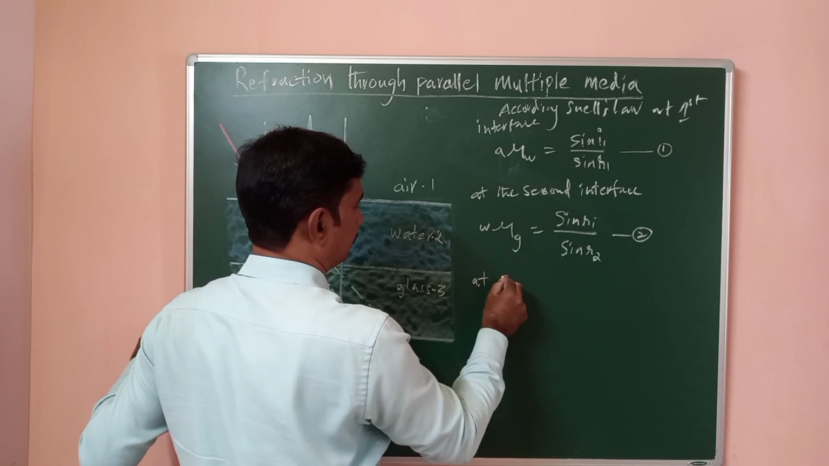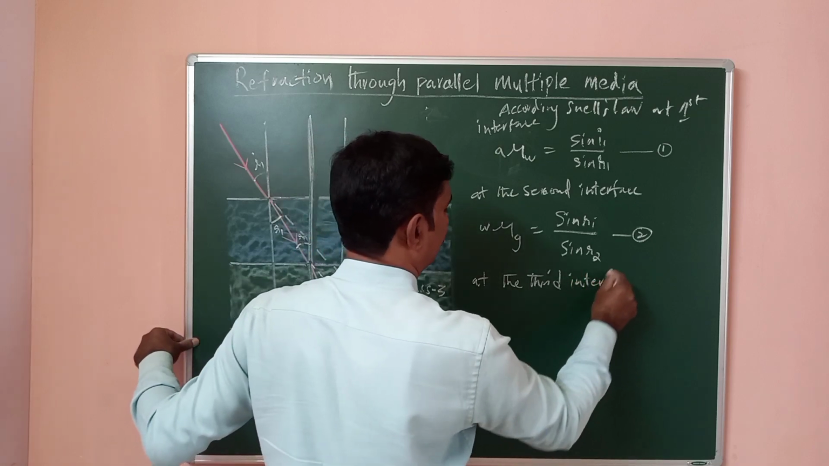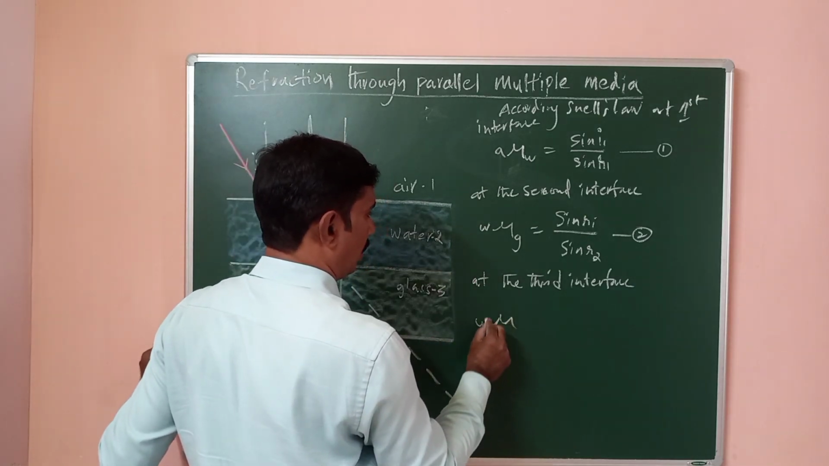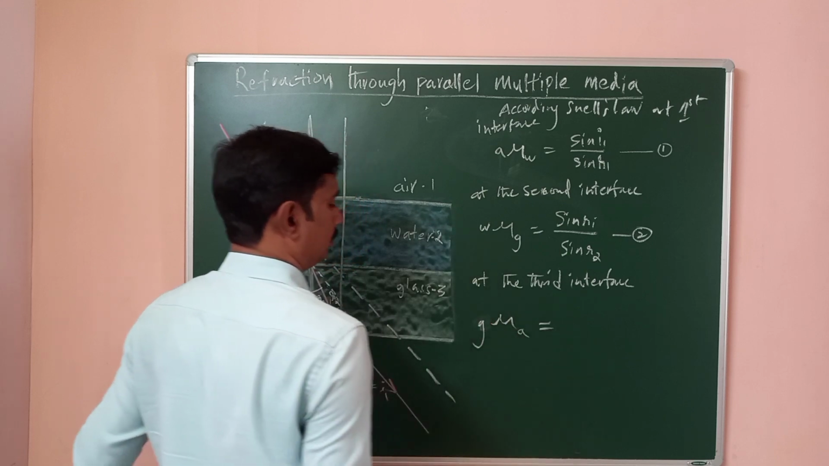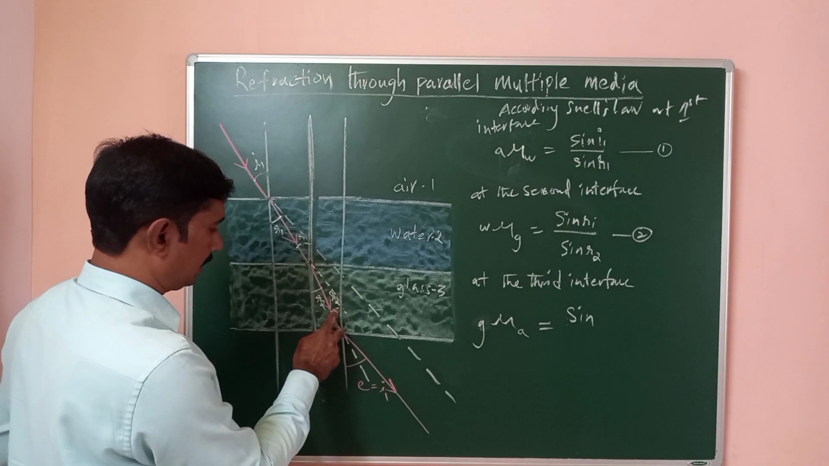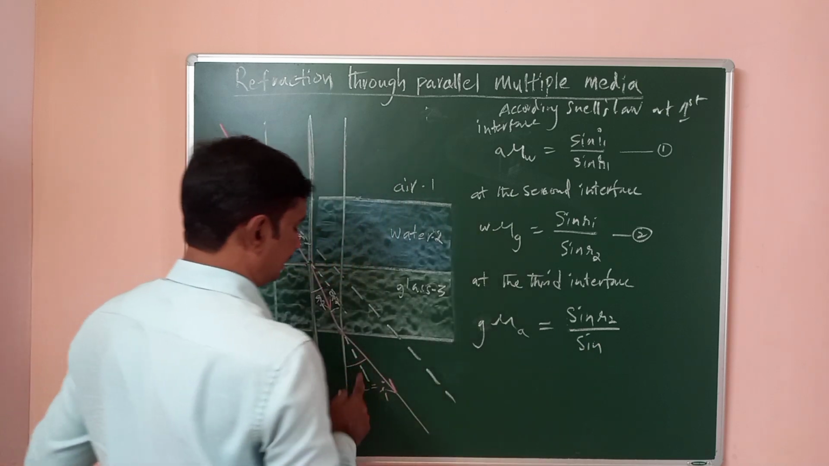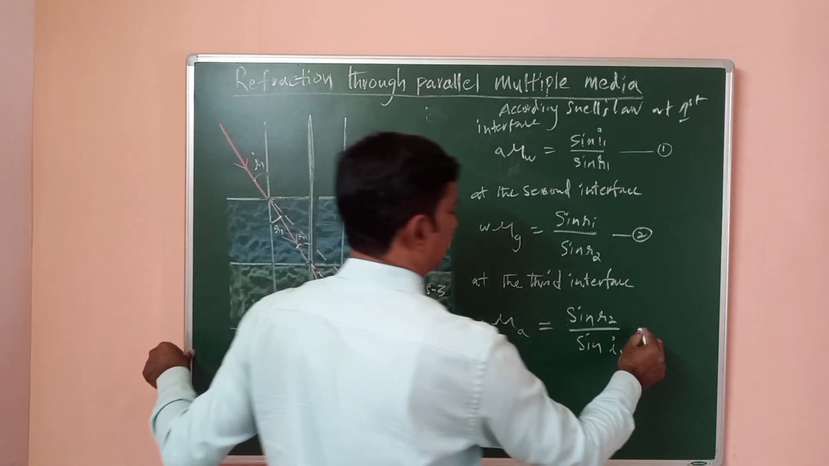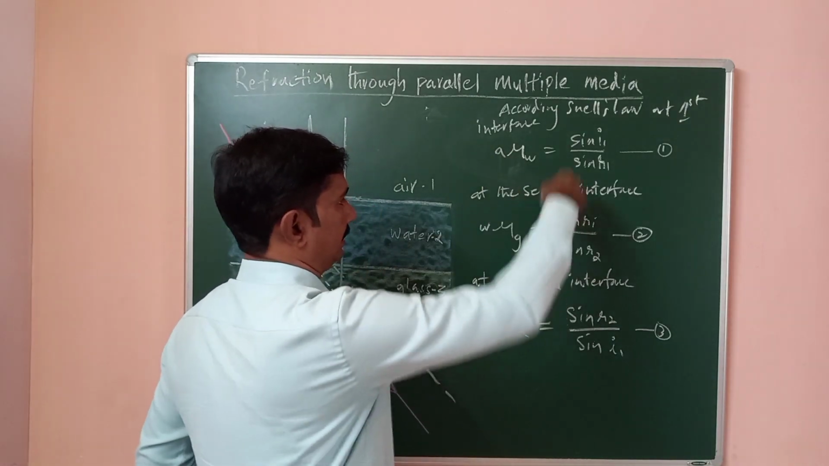Now at the third interface, what we have to write is, light is traveling from glass to air again, mu G to A is equal to sine R2 by sine E. The angle of incidence there is R2, and this angle is E, which is equal to I1. This is the third equation.